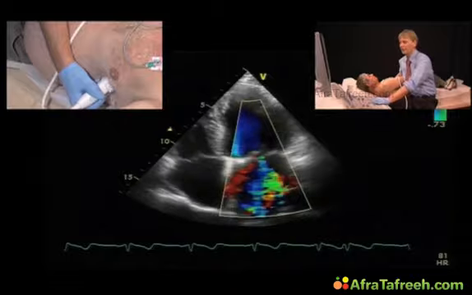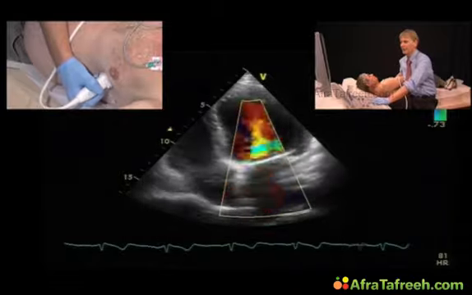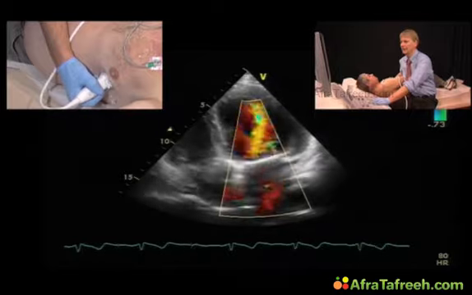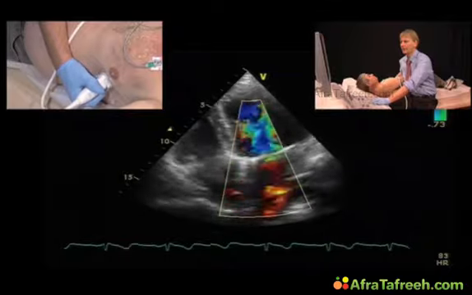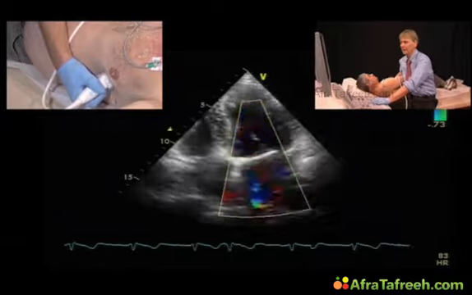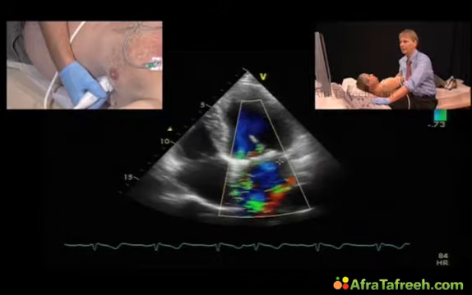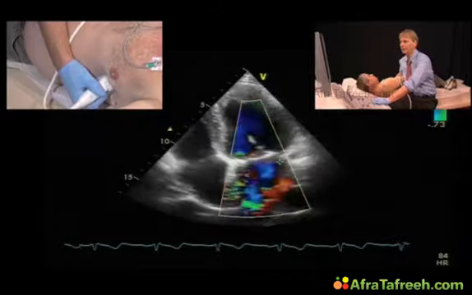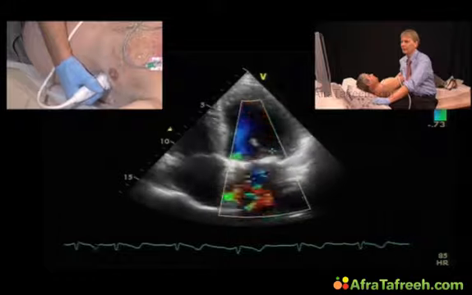However, if we tilt the transducer a bit, we can also see that there's a second jet which originates outside the ring, which is in other words periannular, and which is maybe a bit smaller, but in summary, if we combine this jet and this jet, and if we add them two together, this is probably moderate to severe regurgitation.